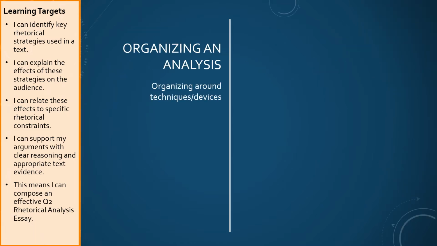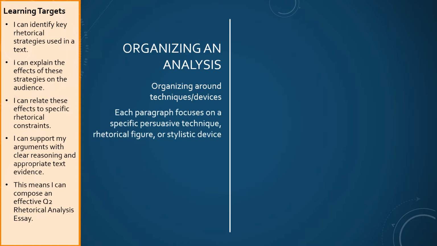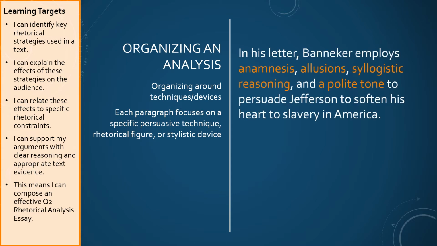So let's take a look at an example of how you might organize an essay around techniques or devices. Each body paragraph in this case would focus on a specific persuasive technique, a specific rhetorical figure, or a specific stylistic device. And here's what a thesis statement might look like for such an essay. In his letter, Banneker employs anamnesis, allusions, syllogistic reasoning, and a polite tone to persuade Jefferson to soften his heart toward slavery in America. And my outline would look something like this.